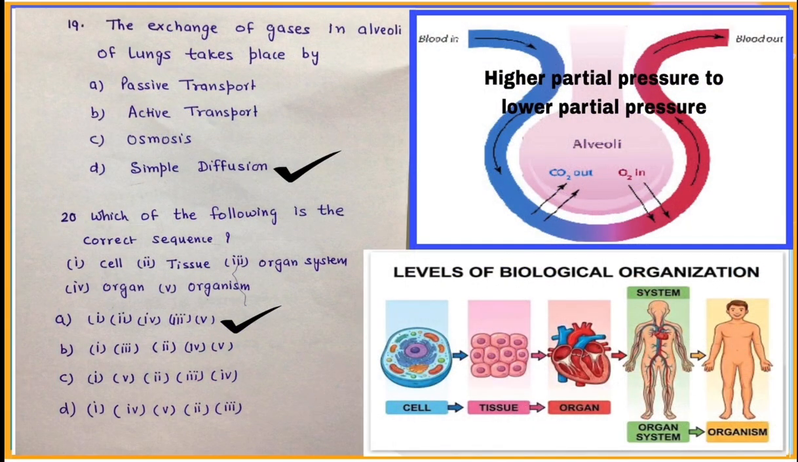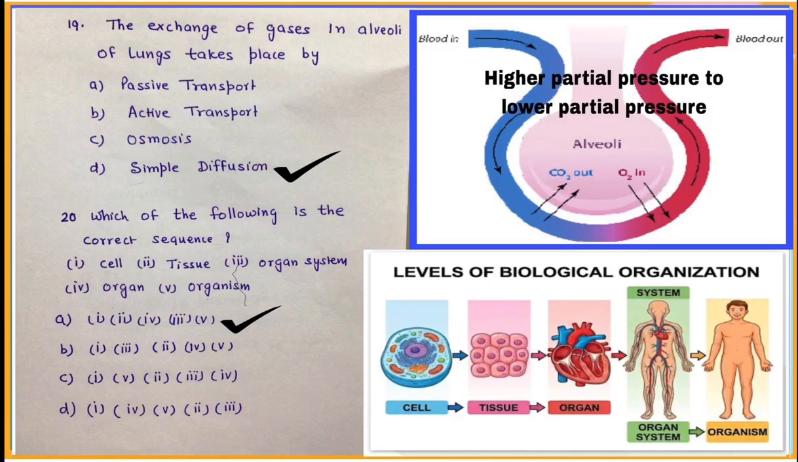Question number 19. The exchange of gases in alveoli of lungs takes place by simple diffusion in alveoli. Gases move from higher partial pressure to lower partial pressure. This is called diffusion. Actually, diffusion is the movement of particles from higher to lower concentration, which occurs even without a membrane. Clear? So here choice number D is the correct answer.